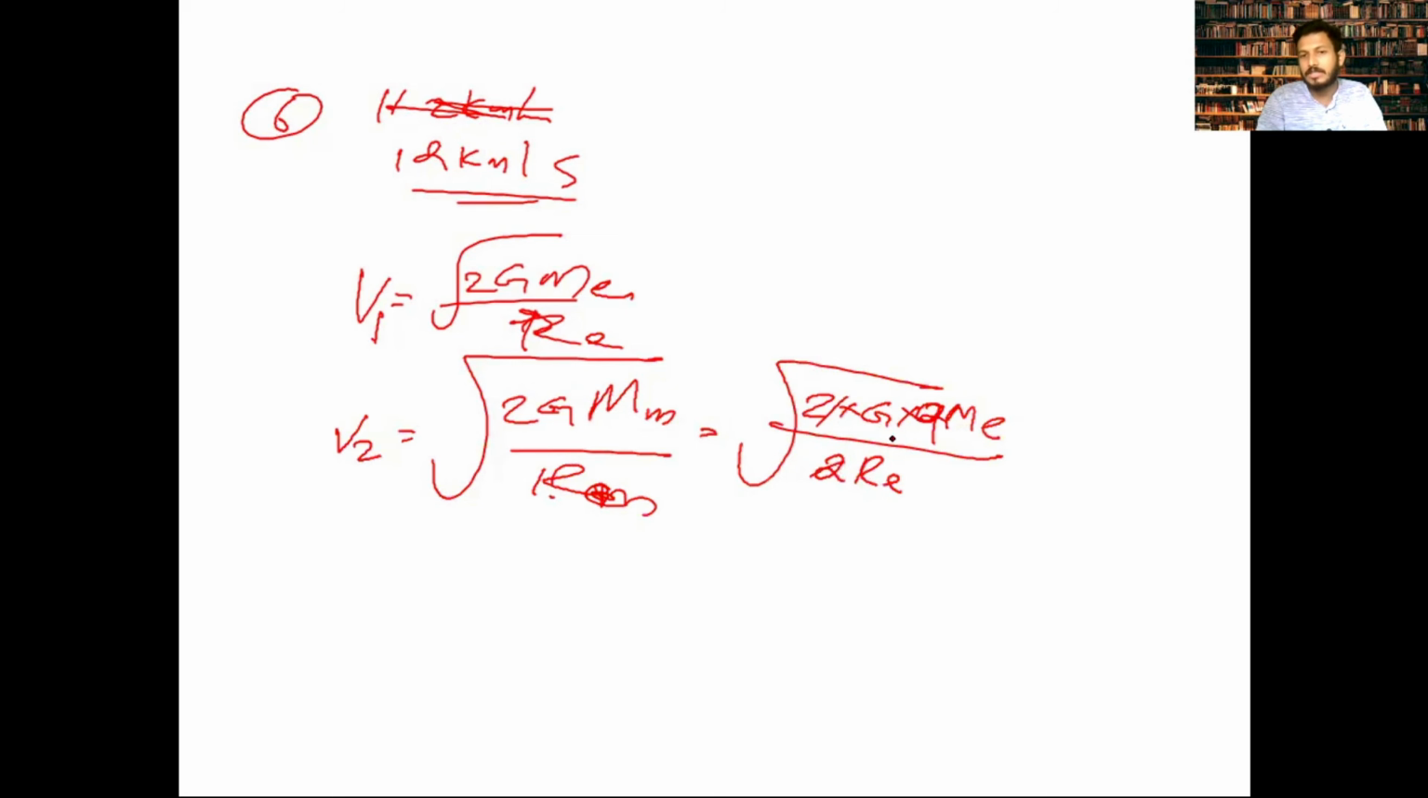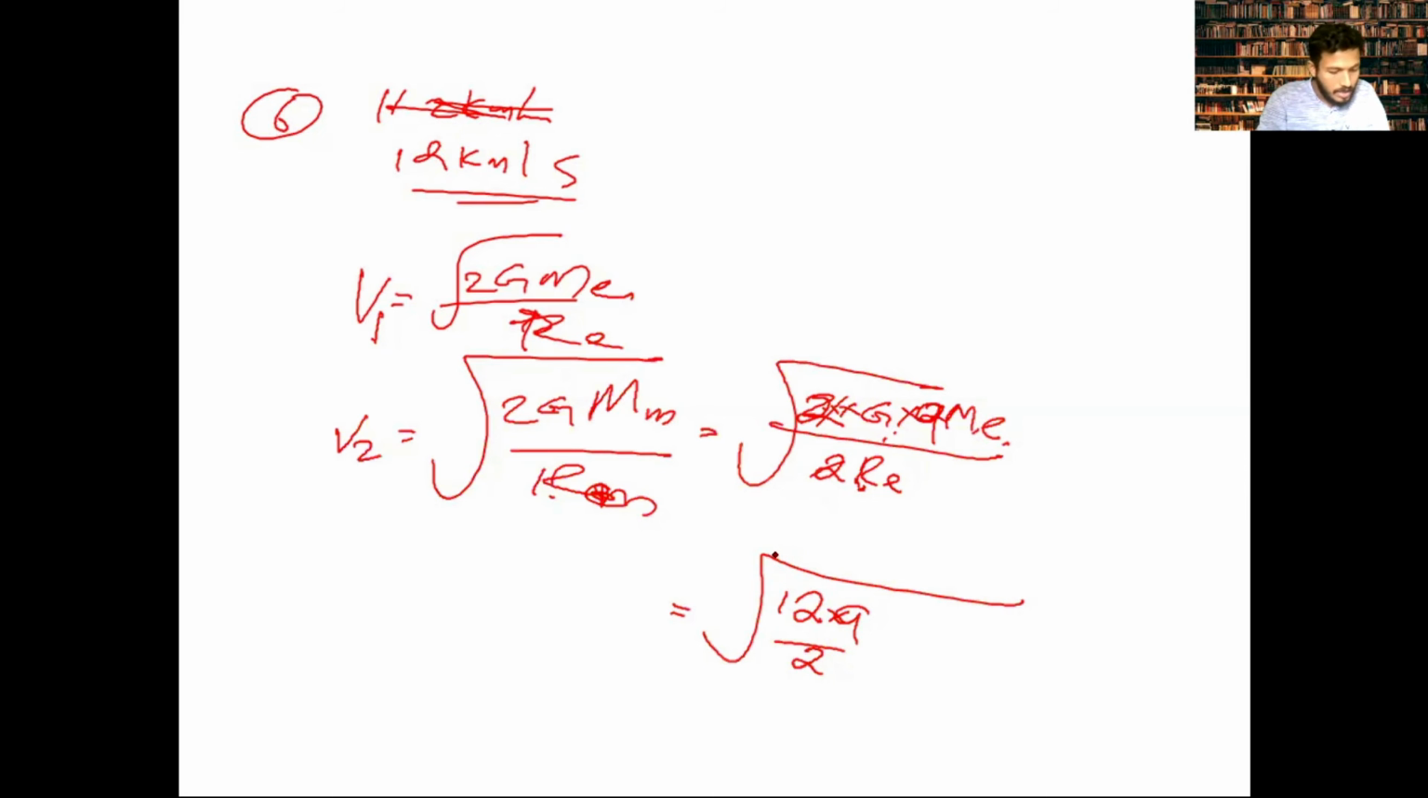This 2 gets cancelled. Sorry, not cancelling. Just an idea. Root of 2GM_e by R_e is 12. So I have written 12. Then what's the remaining? 12 into 9 by 2. That is the concept. 12 into 9 by 2. That means the answer is 12 into 9 by 2.